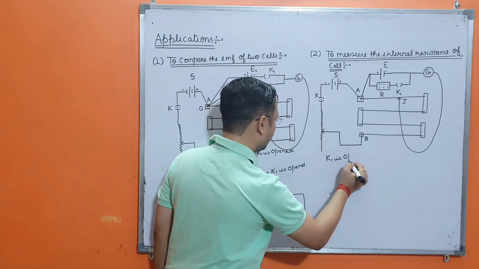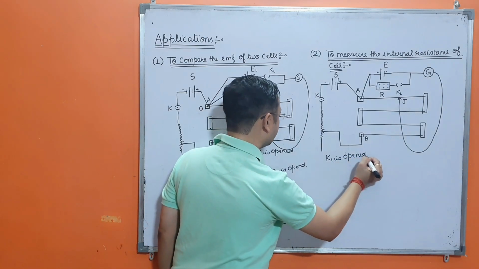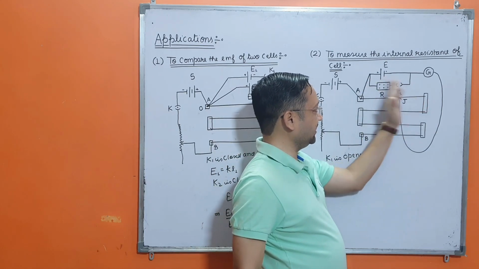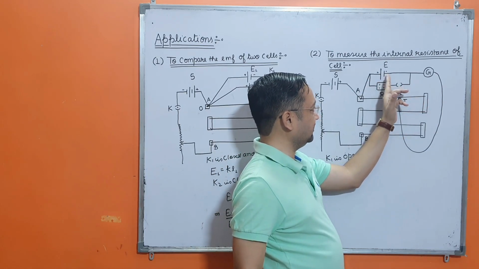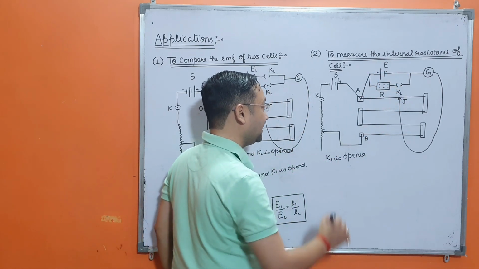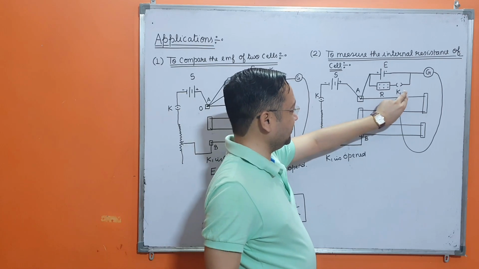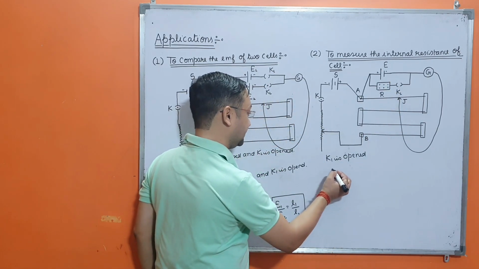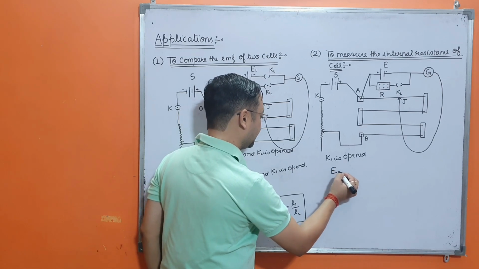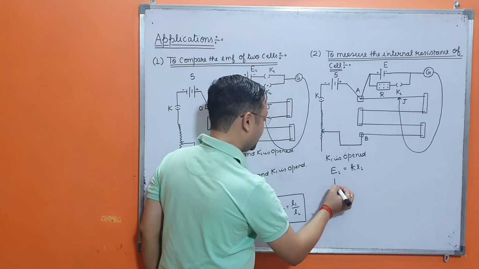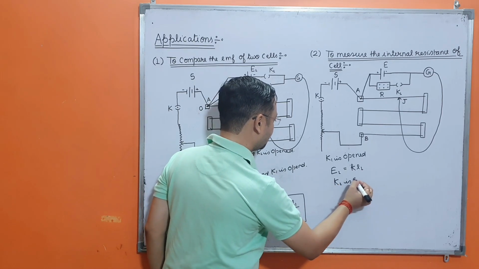When K1 is open, this part of the circuit will be out of the circuit, and you are getting the null point for the EMF of the cell only. And when key K1 is open, you are getting the null point at the length L1 from the zero end, and therefore you will get E1 equals KL1. Now K1 is closed.